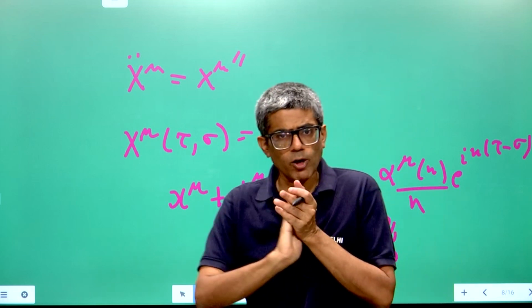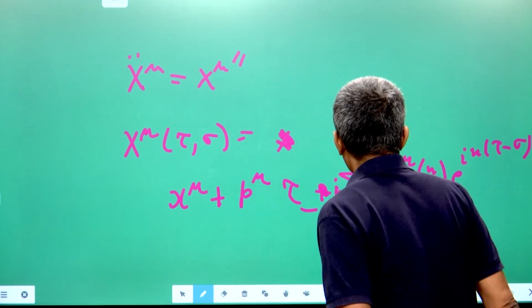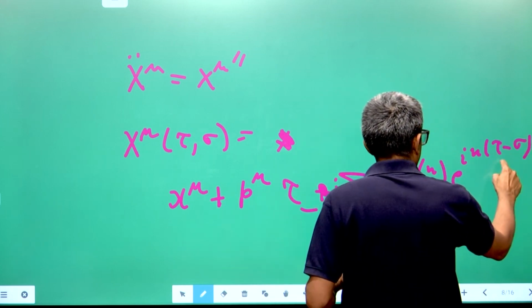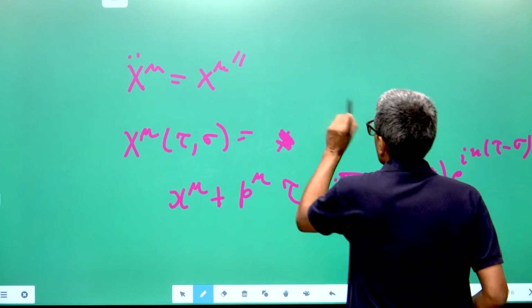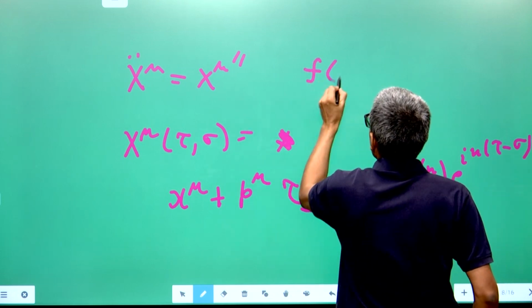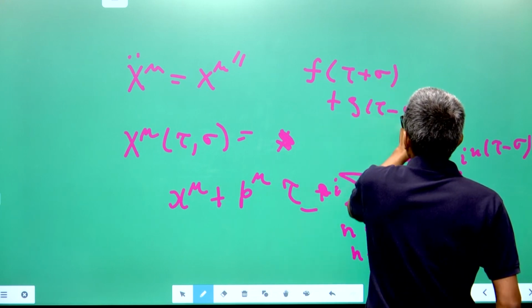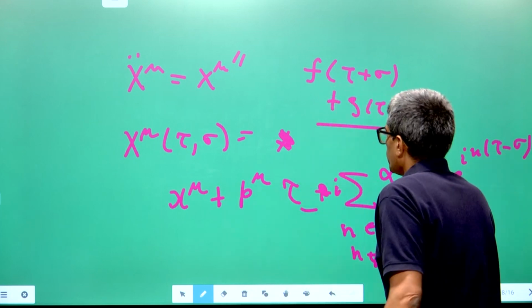So you have a right moving string, in which the string coordinates are functions of tau minus sigma, and a left moving string in which it is a function of tau plus sigma. It is just the fact that if you look at f of tau plus sigma plus g of tau minus sigma, this satisfies the two-dimensional wave equation. So you will get a function of tau minus sigma and a function of tau plus sigma.